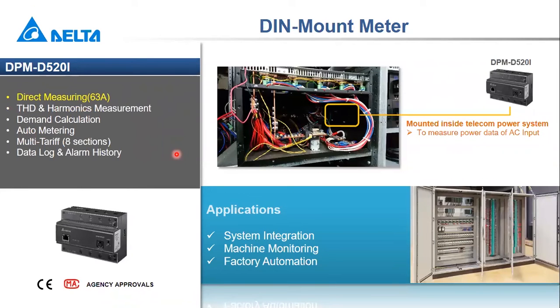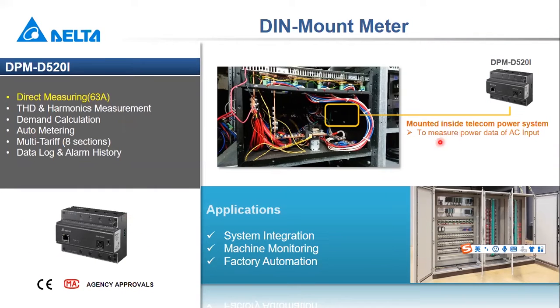And next one is a DIN rail power meter. And this one, the picture is the direct measuring. That means the CT built-in. This is a CT built-in type. The maximum current is 63 ampere.